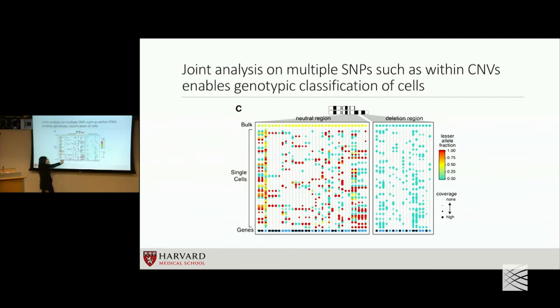So for example, in this particular gene, all the SNPs show expression of only one allele of the gene, which is what we would expect at the single cell level.